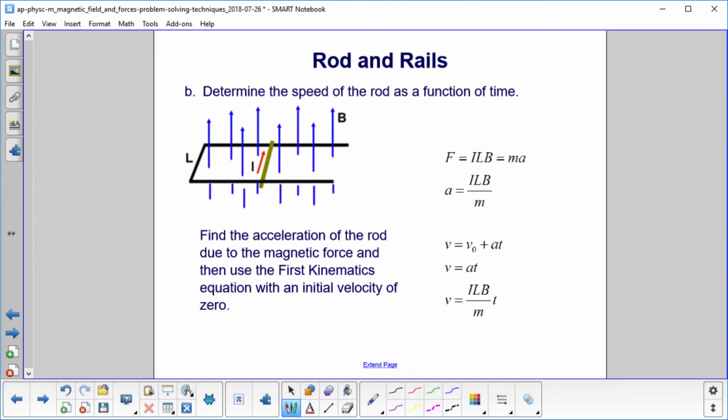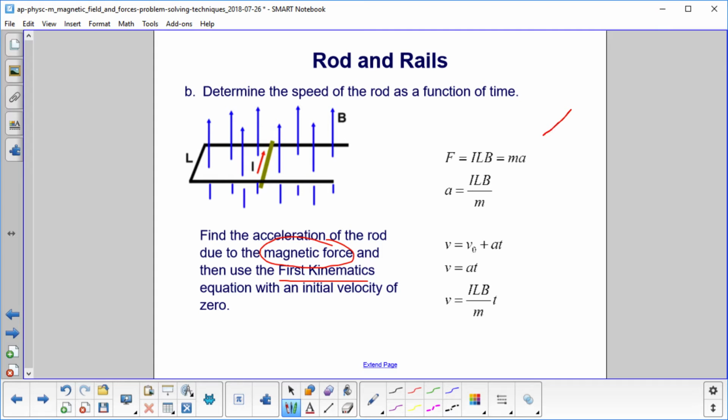Determine the speed of the rod as a function of time. We need acceleration to find speed or velocity, so we will find the acceleration of the rod due to the magnetic force, and once we have that, we'll use the first kinematics equation with our initial velocity equal to 0. Kinematics, again, never goes away. So here we are doing magnetism, and we're back to where we started when we first started the course.